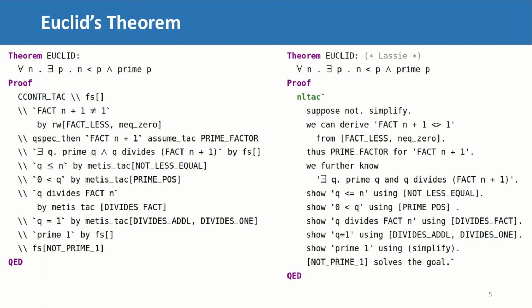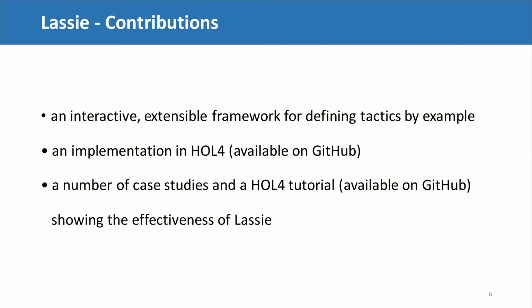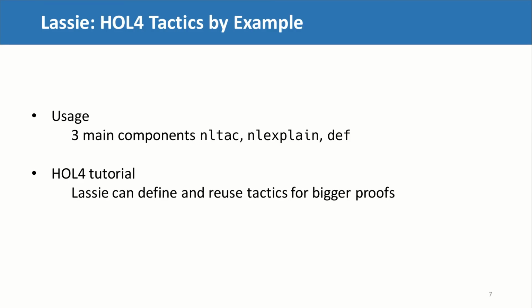So what does Lassie provide? Lassie is an interactive extensible framework for defining tactics by example. In our paper, we give an implementation of Lassie in the HOL4 Theorem prover, which is available on GitHub and in the process of being integrated with the HOL4 system. In our paper, we show a number of case studies and a HOL4 tutorial, which is also available on GitHub, to show the effectiveness of Lassie.